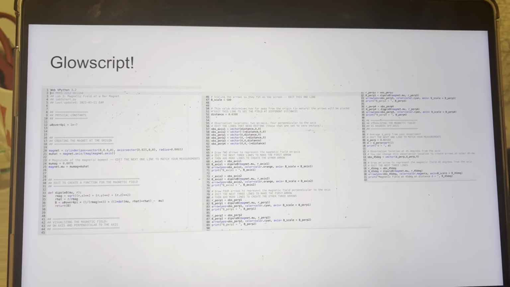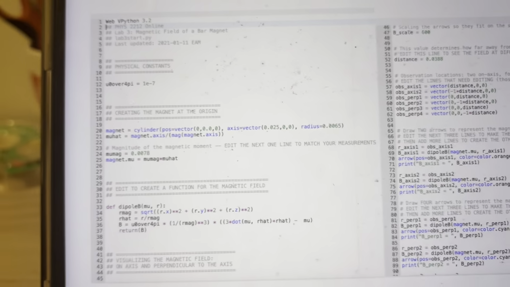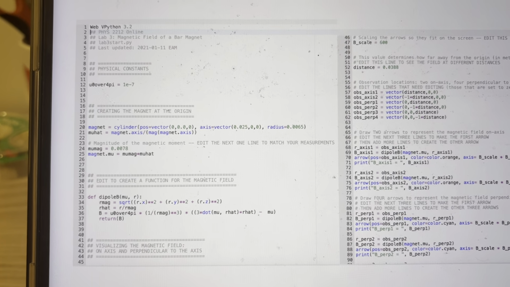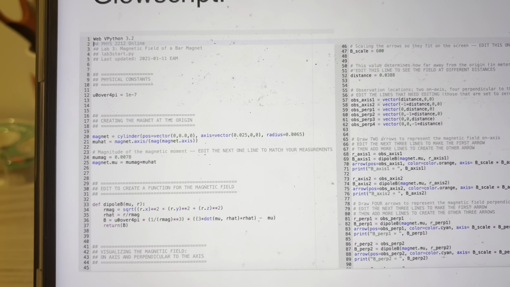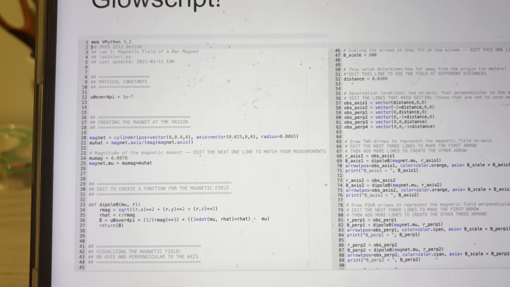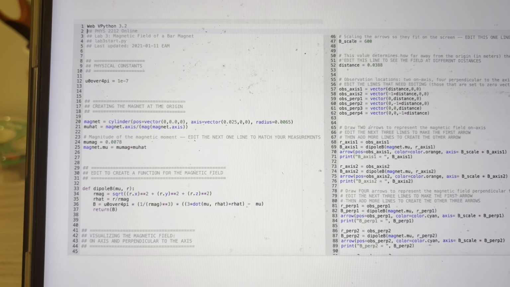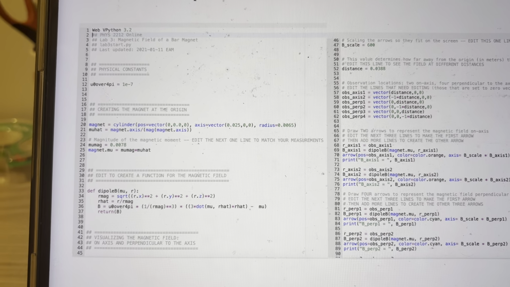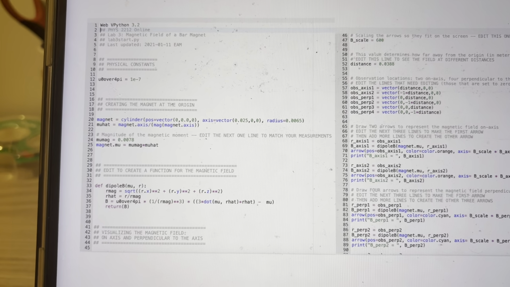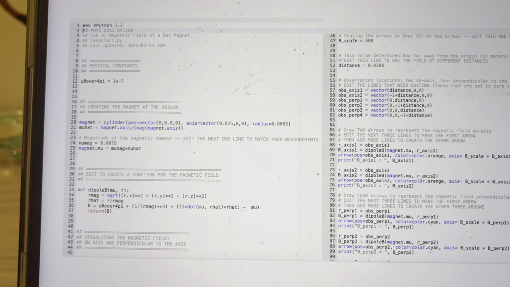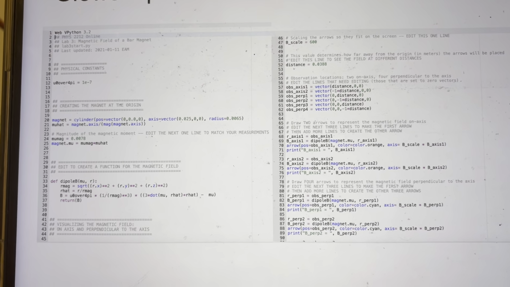And then here's my GlowScript code. I'll zoom in on each little part here. I'll bring this up later. I think I got my mu mag like a decimal point or so off, so that might have impacted my results. Anyway, I just noticed that. Moving on.